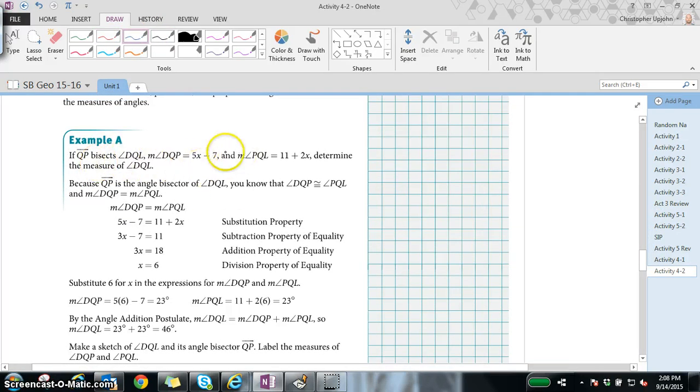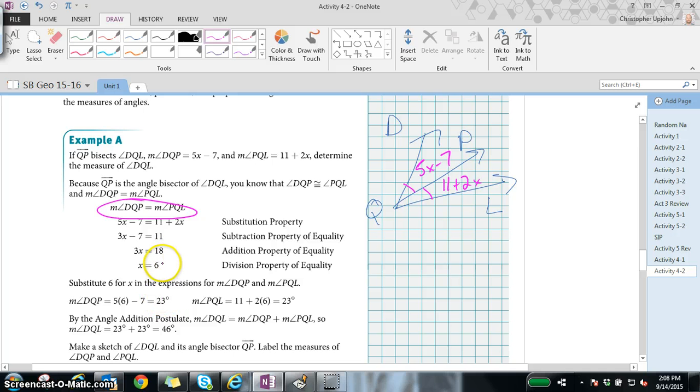Ray QP bisects DQL, and again, I suggest you draw it out. DQP is 5x minus 7. PQL is 11 plus 2x. Determine the measure of DQL. Well, we know these are congruent because they're bisected, so they're equal to each other. Then we use our substitution property to plug in the values that we have. We're going to use subtraction property of equality, subtract 2x from both sides. Addition property of equality, add 7 to both sides. And division property of equality, divide by 3. So we get x equals 6.